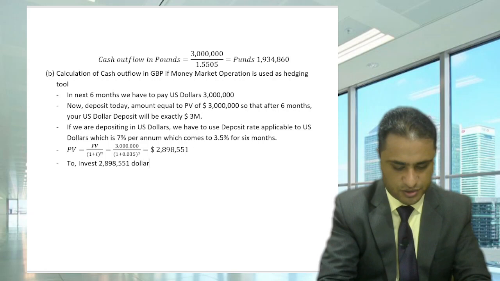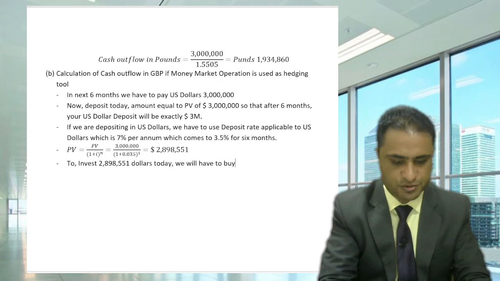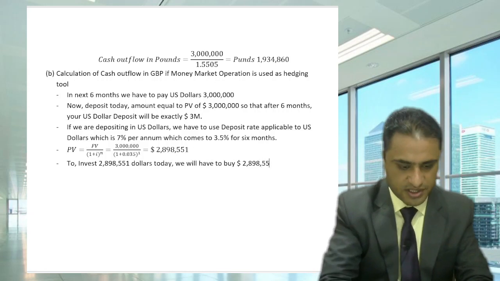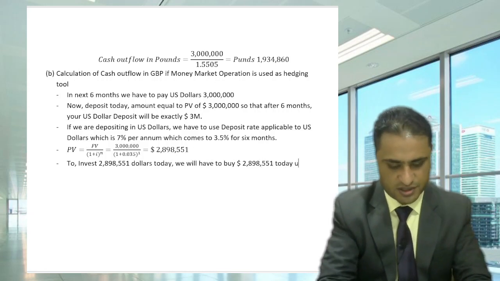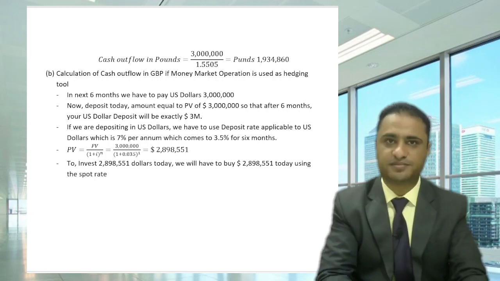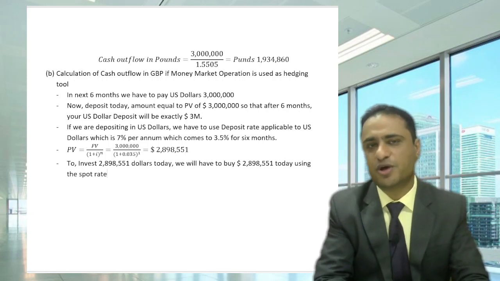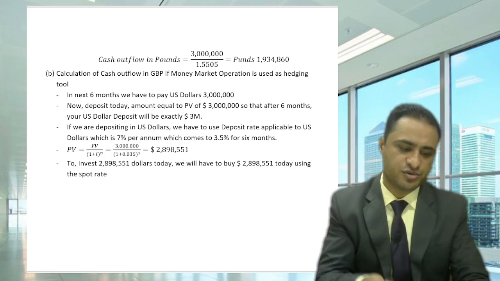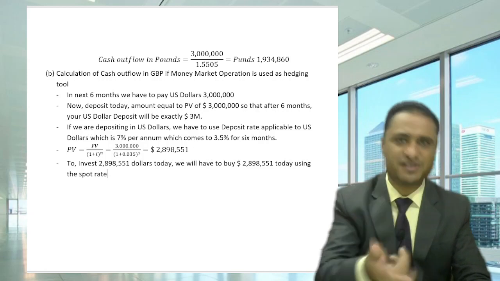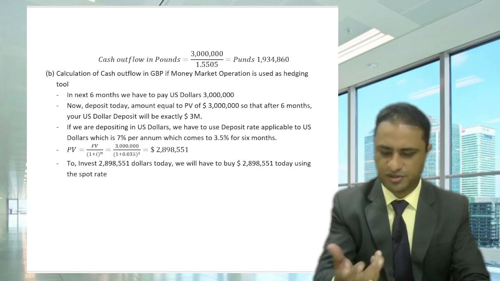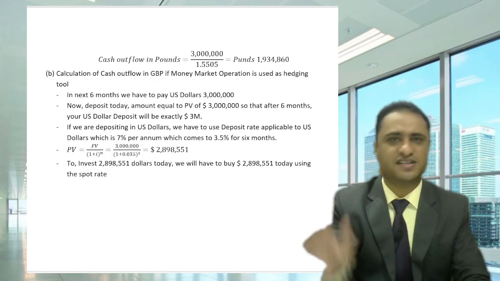2,898,551 dollars today, we will have to buy dollar 2,898,551 today using the spot rate. If you have to invest in a dollar today, you are a UK based company, you don't have the dollars. So first thing you have to do is you will have to buy the dollars, then you invest the dollar. Your investment will automatically grow to $3 million at the end of 6 months. Use that to pay your supplier. It is as easy as it is.